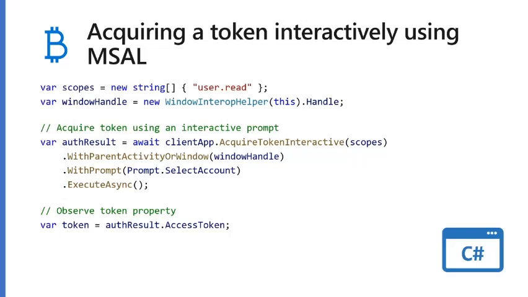MSAL supports the ability to interactively prompt the user for their credentials to sign in and obtain a token by using those credentials. So you say the scopes, you say user.read or user.write, but you should have these scopes already provided with your identity, so be careful with the scopes. Then WindowInteropHelper, then you just say it's simply a window handle.